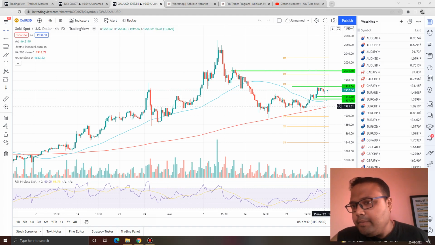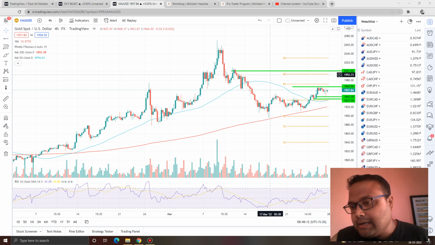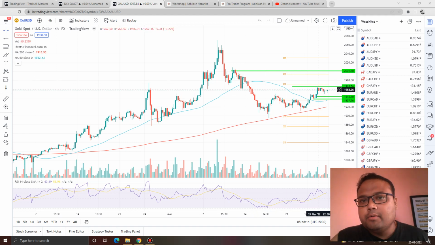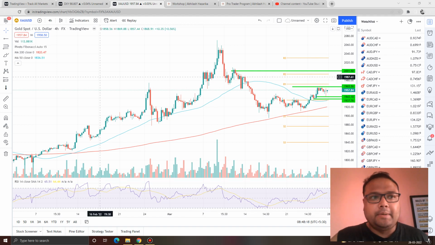And the level would be around 1920 for the 200 moving average. But the current market price is far away from the 200 moving average. So let's look at the trading opportunities for Monday precisely.